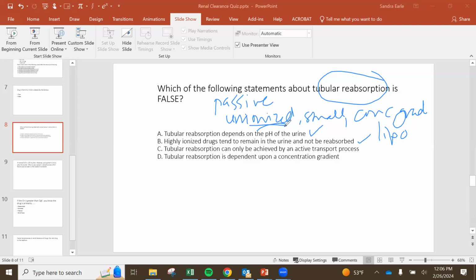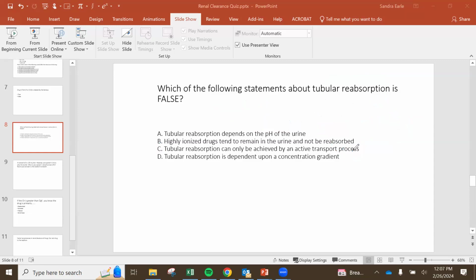Tubular reabsorption can only be achieved by an active transport process. This is false because it's a passive process, right? There is some tubular reabsorption that is active, but that's not the usual process for drugs. So this is probably our answer. Let's read our last one to be sure. Tubular reabsorption is dependent upon concentration gradient. Yes, that is true as well. So this one is C, isn't it? I hope that was an easy one for you.